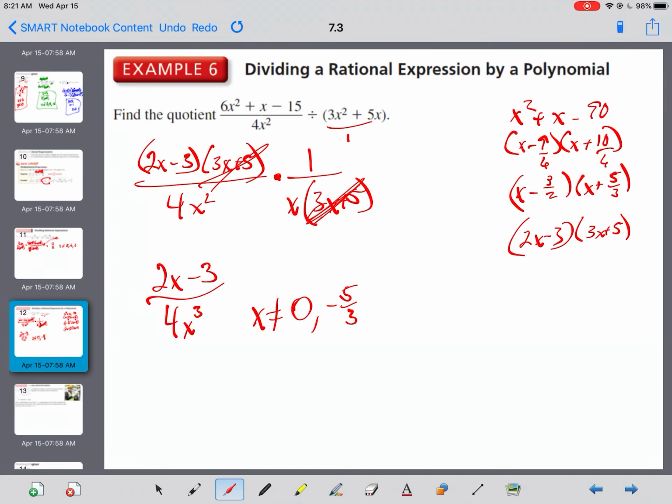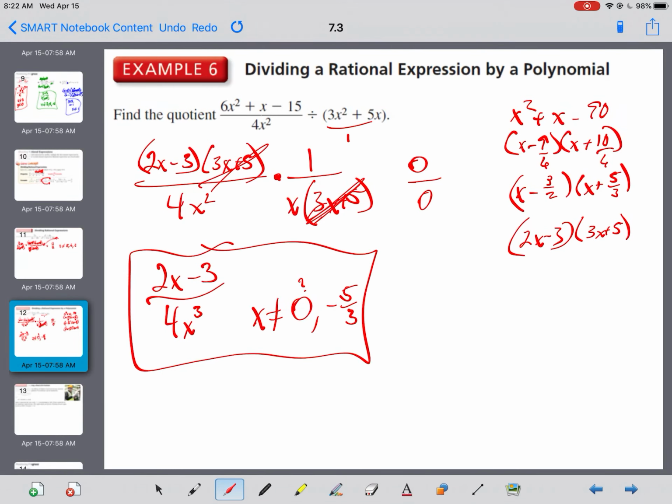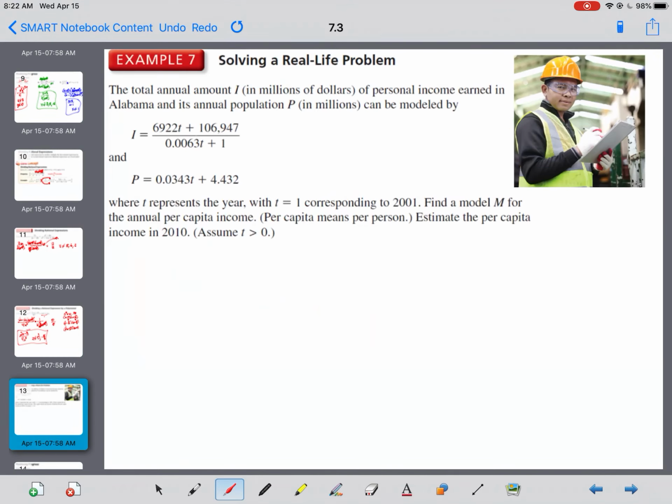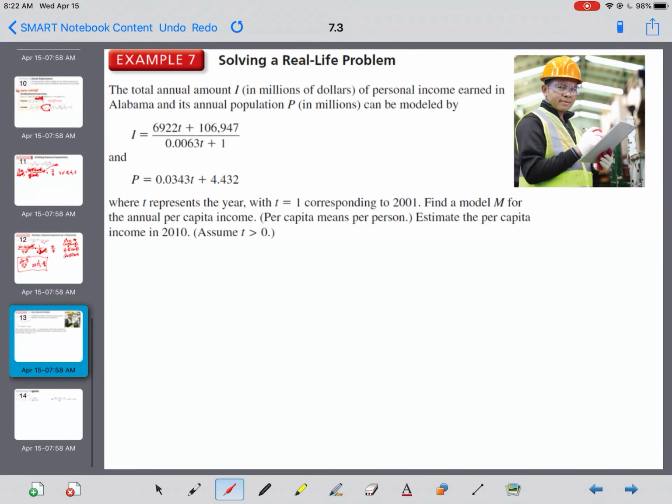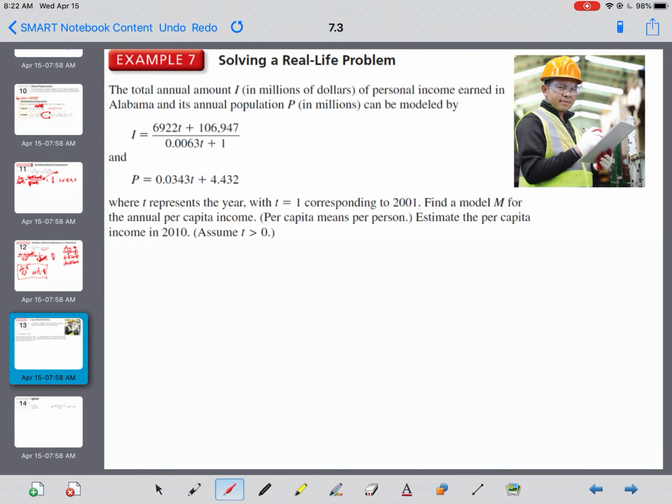Okay, can't be 0 or negative 5 over 3. I mean, it could be 0. I would throw that one in there, because if you put a 0 in for all of the x's, everything goes to 0, and you can do 0 divided by 0. You just can't do any other number. So, questionable. I'd put it. Okay.